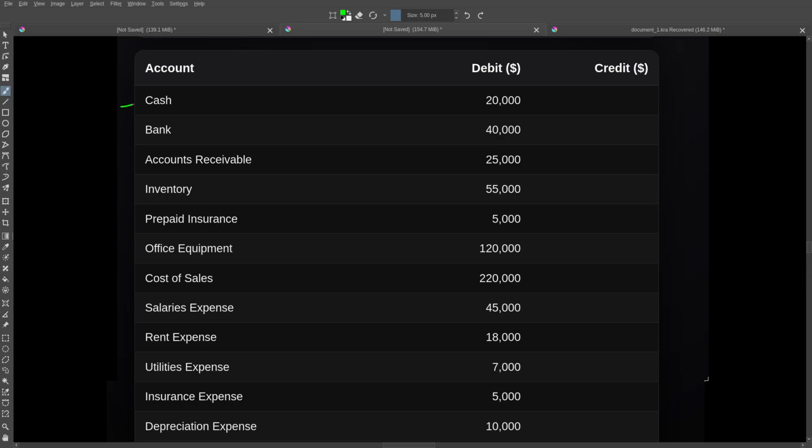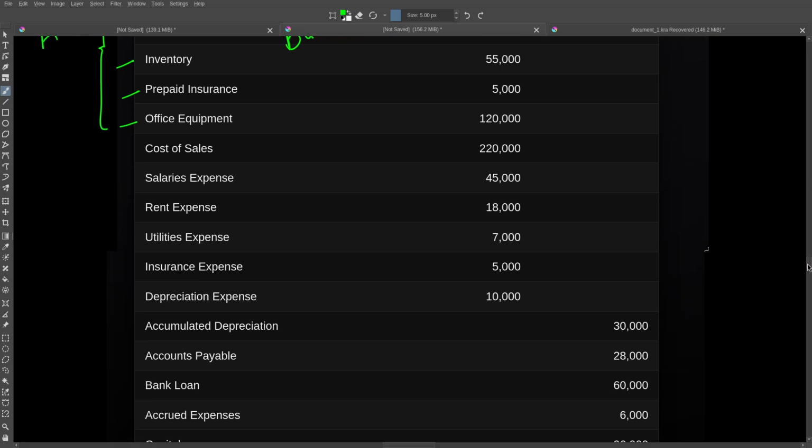We have cash, physical cash, we have cash in bank, we have accounts receivable, we have inventory, and we have prepaid insurance, and office equipment. These are basically asset accounts, okay? And these usually go in the statement of financial position, or what is commonly known as the balance sheet, okay? Remember, in the statement of profit or loss, we are looking at the revenue and expenses, okay? So always when you get the trial balance, you should be able to know what you're looking for, okay?